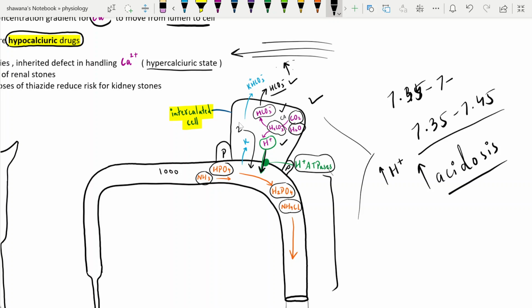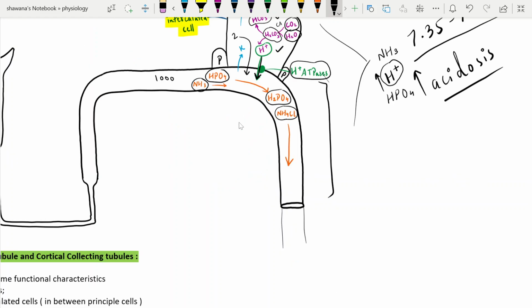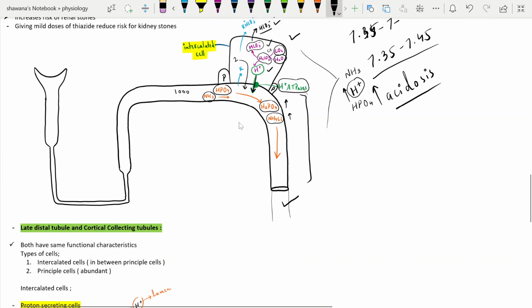But as we have discussed, this proton is not alone. It will combine either with ammonia to form NH4Cl, or with dibasic phosphate to form H2PO4. It means that in the urine of such patients, we will find a higher concentration of H2PO4 and NH4Cl. Okay, it's a more conceptual thing.